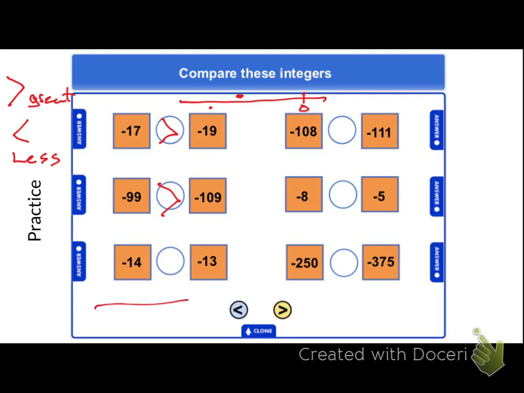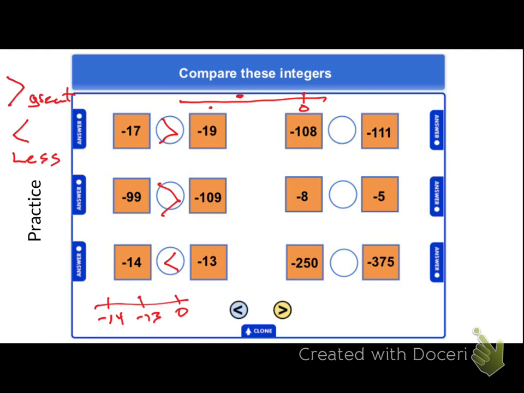All right, make a quick one here. Negative 14. There's 0. Negative 14 is going to be out here. Negative 13 would be somewhere in here. I'm looking at negative 14 first. It is to the left, so it's less than negative 13.